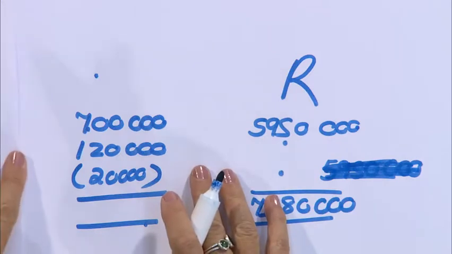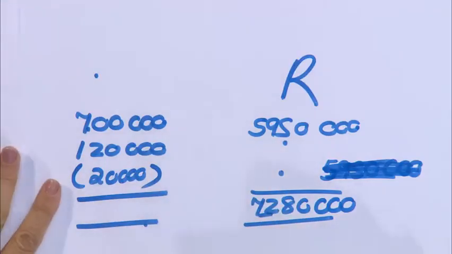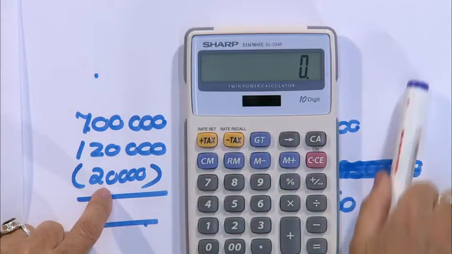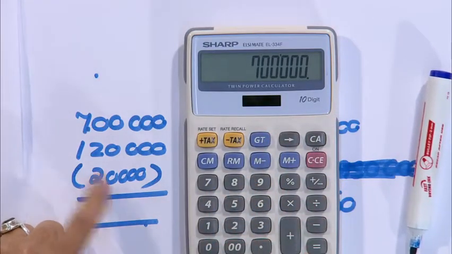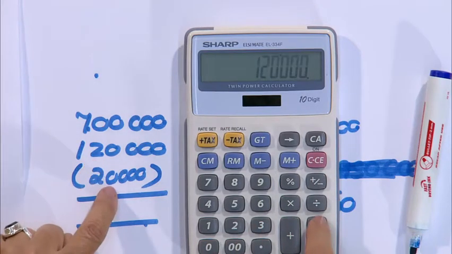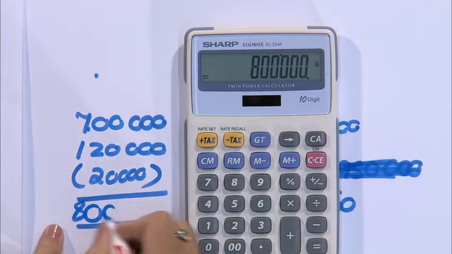Right. Let's see. Sorry that I'm not redoing text, but let's see if you get this. This is quite difficult. I can do this. I started with 700,000. I added 120,000 and I repurchased 20,000. I'm left with 800,000 shares.